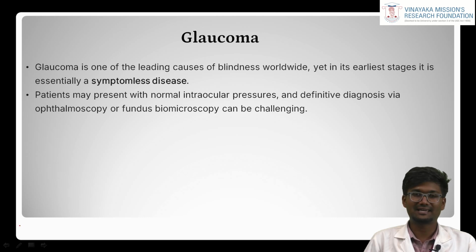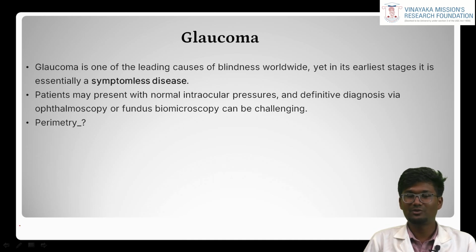It is a group of diseases characterized by optic nerve disorder, with clinical features such as changes in CCT, changes in intraocular pressure, changes in the angle of the anterior chamber, an increased cup disc ratio, and also visual field defects. Patients may present with normal IOP, and definitive diagnosis via ophthalmoscopy or fundus microscopy can be challenging. In the primary stage of any type of glaucoma, whether angle closure or open angle glaucoma, it is asymptomatic.